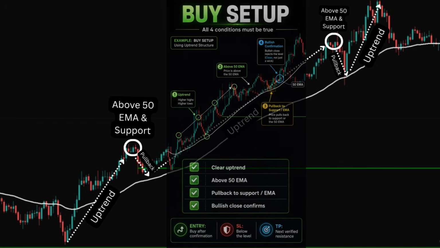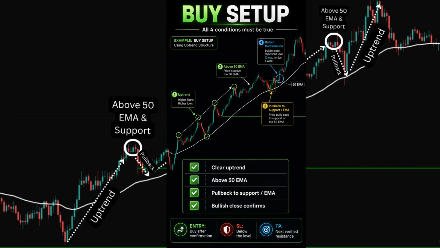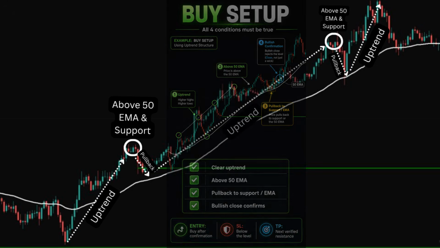For buys, flip all 4. Uptrend, price above the moving average, pull back down into support, bullish confirmation. Stop below, target at the next resistance above. When price breaks above a resistance and comes back to it, that old resistance becomes new support. My indicator labels it broken R, new support. That is where I buy.